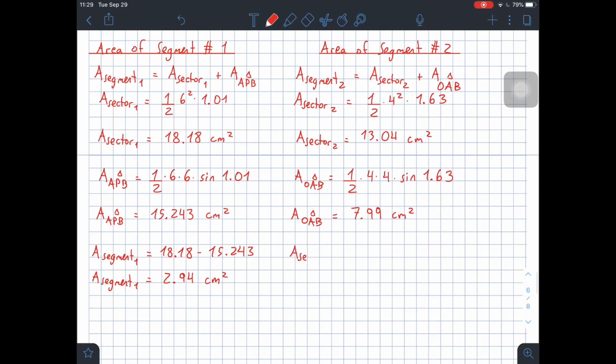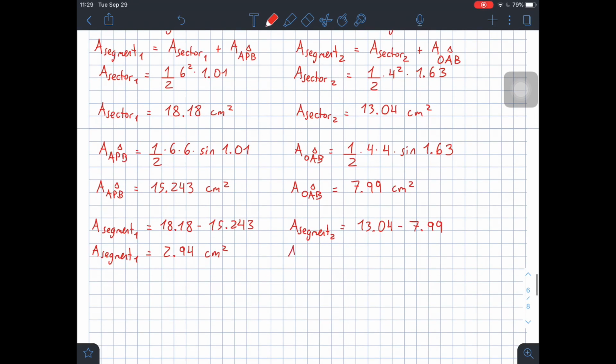So once we have the area of sector 2 and the area of triangle OAB, we can find the area of segment 2, which would be equal to the subtraction, 13.04 minus 7.99, and we would get the area of the segment, which would be equal to 5.05 centimeters squared.